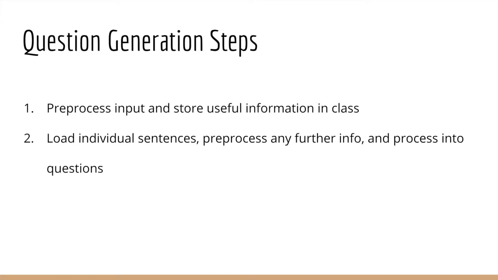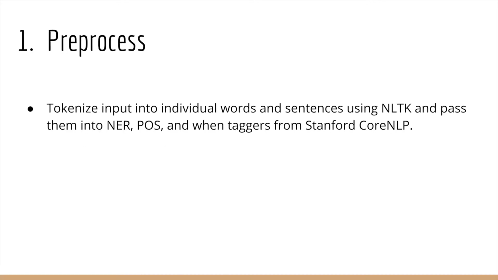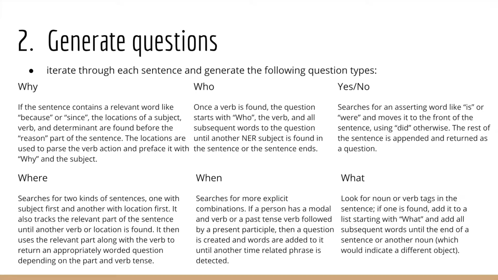First, we pre-processed the input. Then, we loaded each individual sentence, pre-processed any further info, and then we processed them into questions. For the pre-processing, we started off by tokenizing each sentence with the NLTK tokenizer. We tagged each sentence using the NER, POS, and WHEN tagger. Then, for each sentence, we generate any possible questions. The possible questions that we looked at were why, who, yes/no questions, where, when, and what.